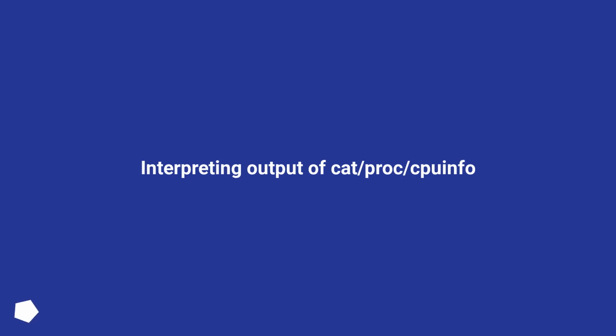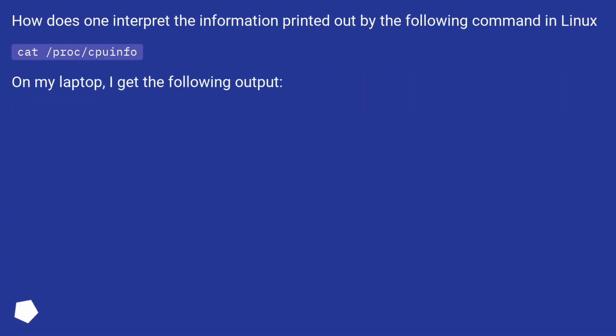Interpreting output of cat /proc/cpuinfo. How does one interpret the information printed out by the following command in Linux? cat /proc/cpuinfo. On my laptop, I get the following output.